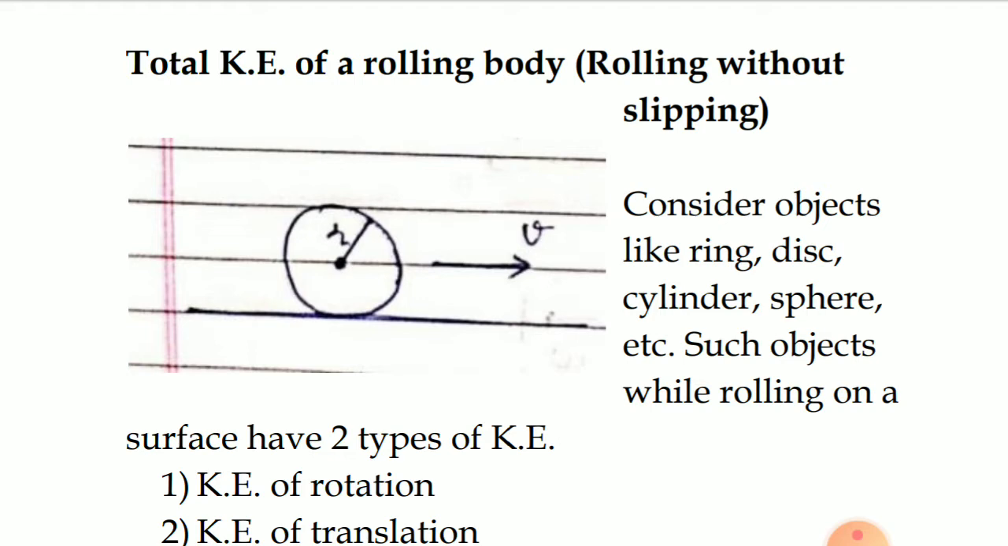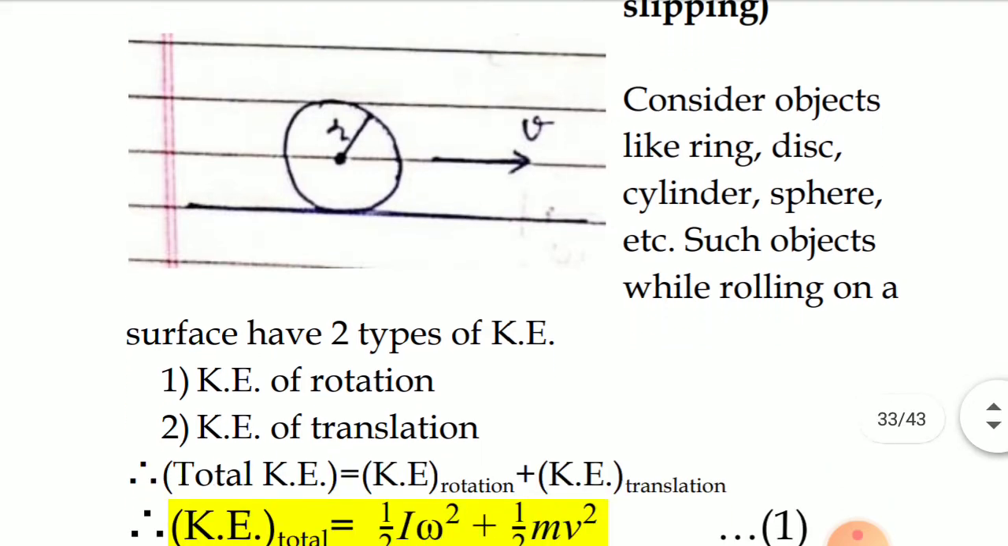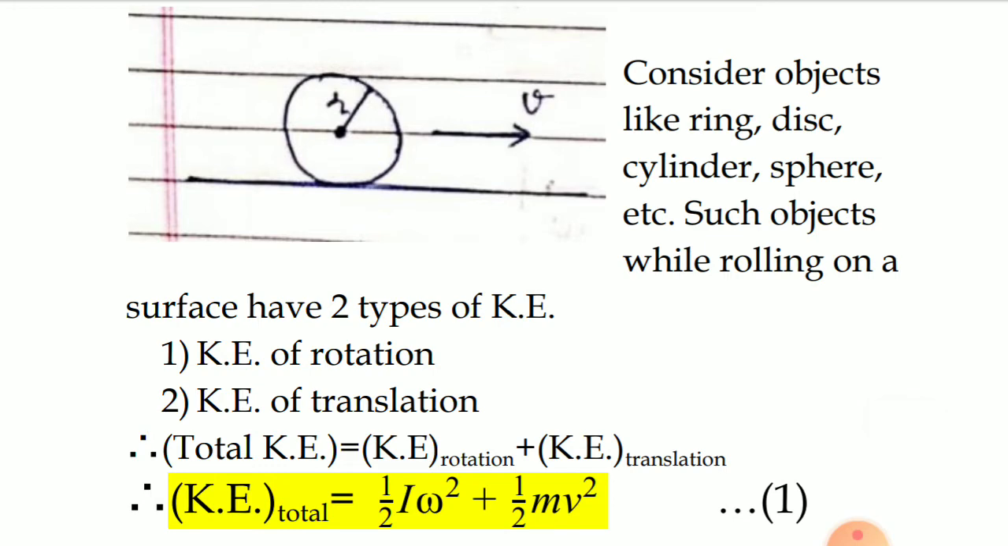the total kinetic energy of a body rolling on a plane surface, or maybe it can be an inclined surface as well. Generally, the bodies that can roll on a plane surface are like a ring, disc, cylinder, hollow sphere or a solid sphere.